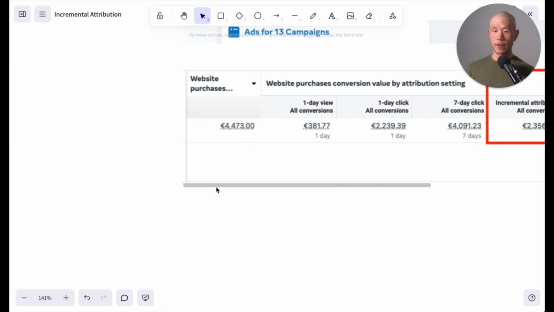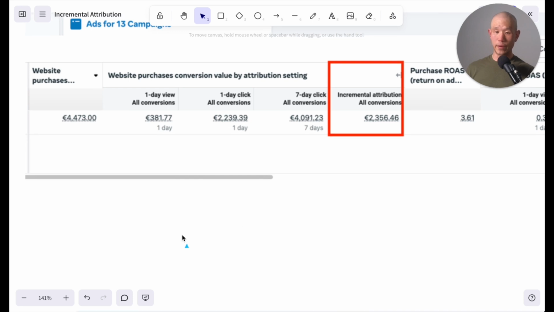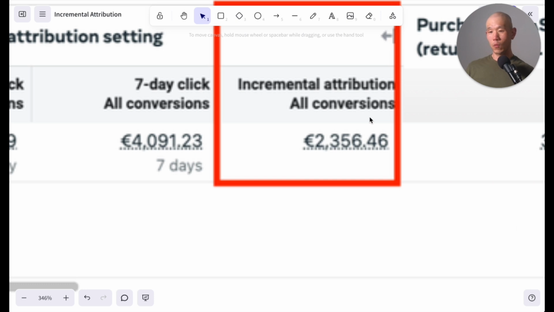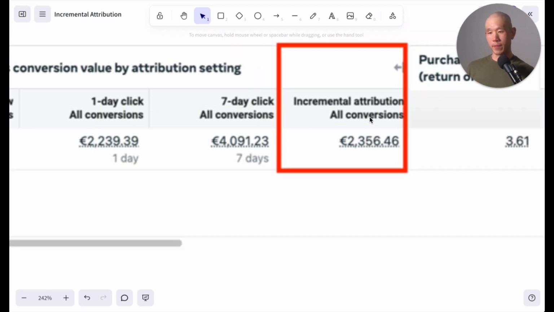And the most important thing is to look at this first one over here, which is the default setting that most accounts use, which is 7-day click, 1-day view. And you can see here, the very default that Meta gives you is much higher than the incremental attribution. When you add this column in, what you're seeing here is what Meta's modeling proposes as the causative relationship between your ads and your sales.